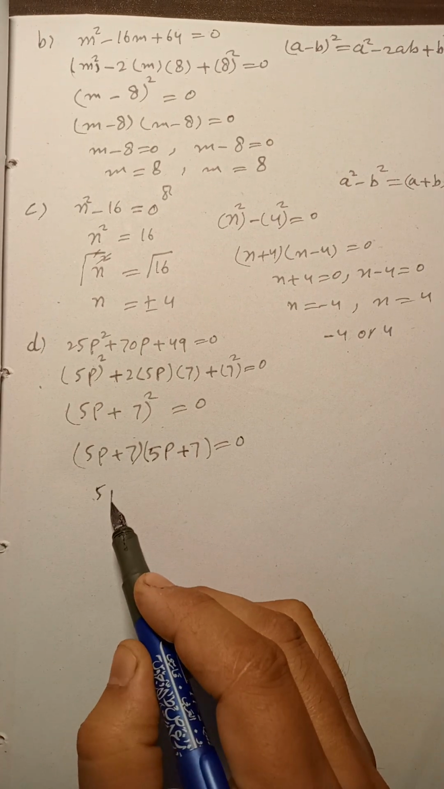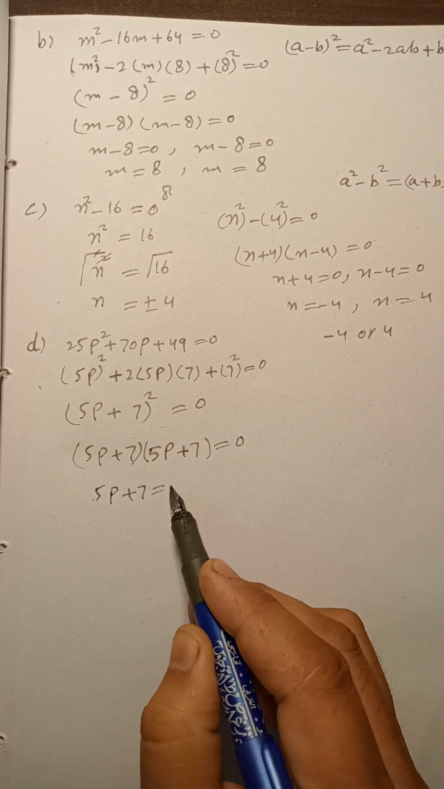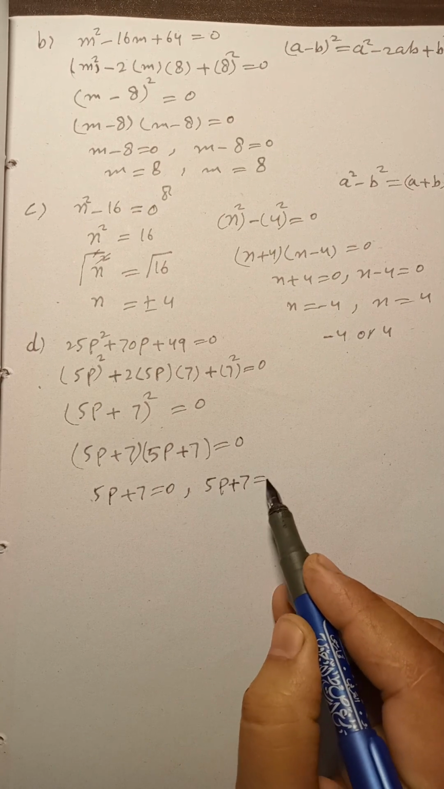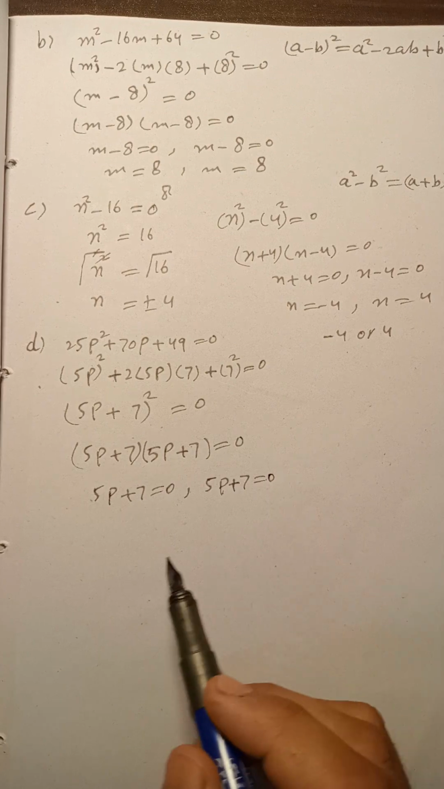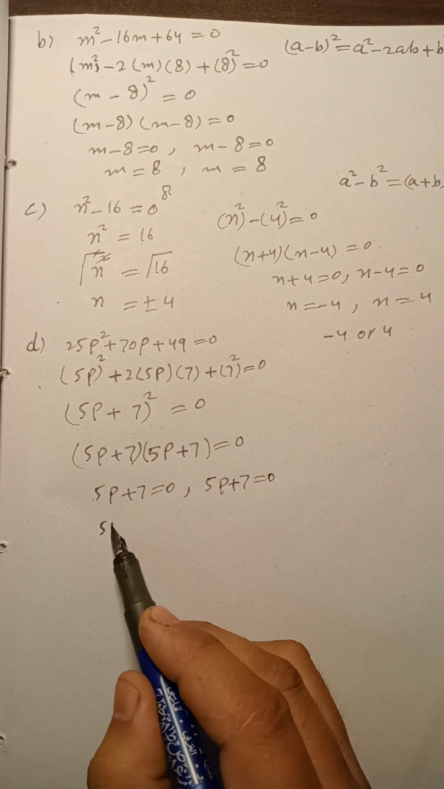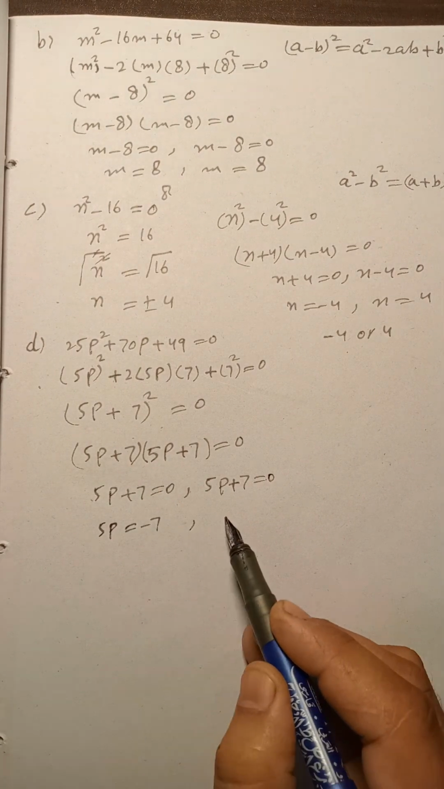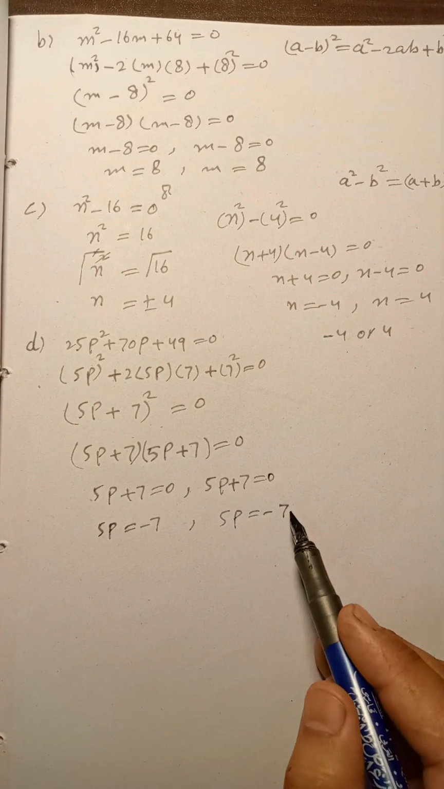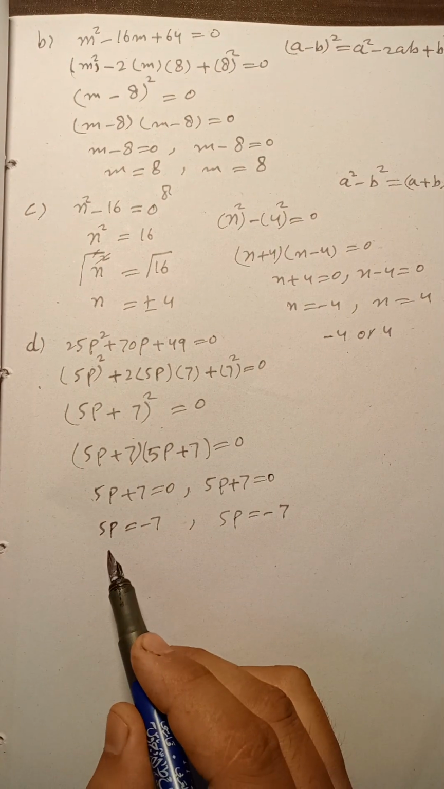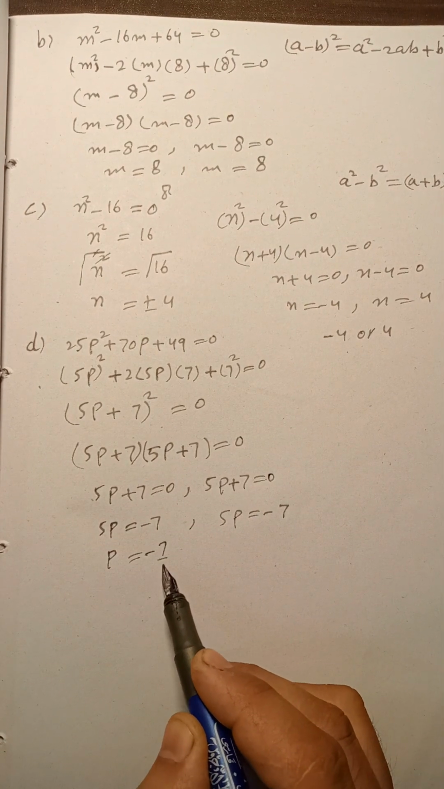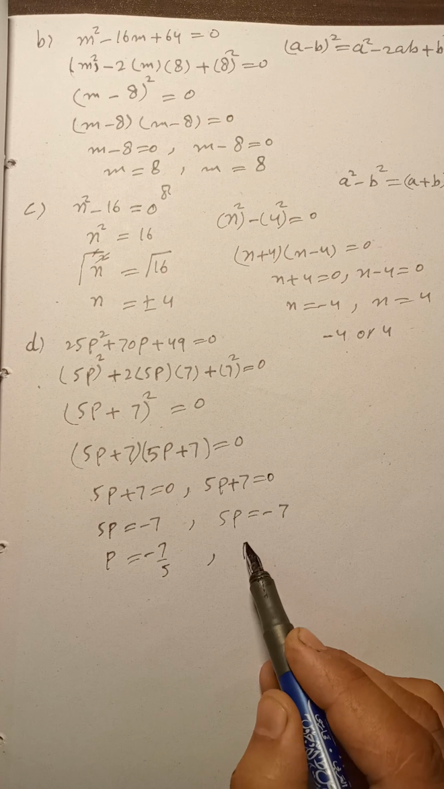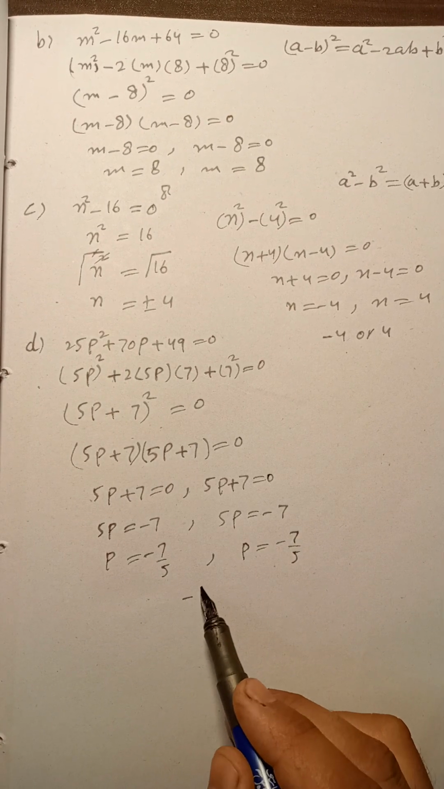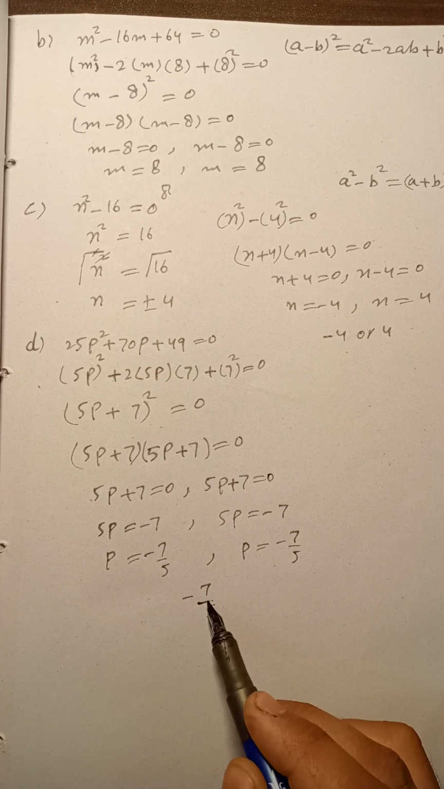Now 5p plus 7 is equal to 0 and 5p plus 7 is equal to 0. Both will be equal to 0. So 5p is equal to minus 7 and 5p is equal to minus 7. As the plus 7 will move to the other side, it will become minus 7. So minus 7 divided by 5 here and minus 7 divided by 5 here. So minus 7 over 5 is our answer from both sides.